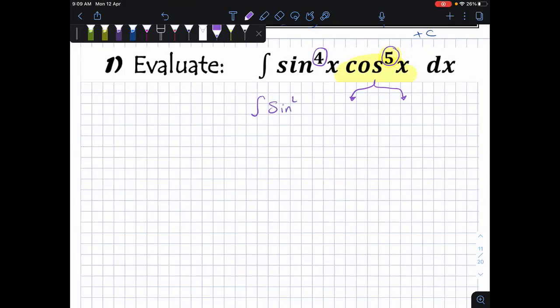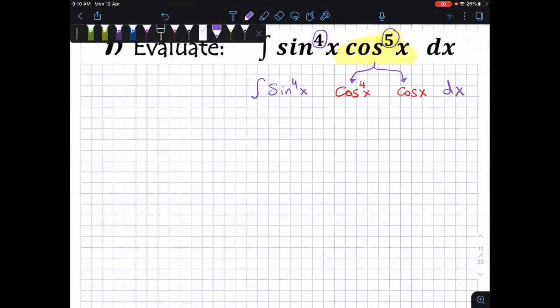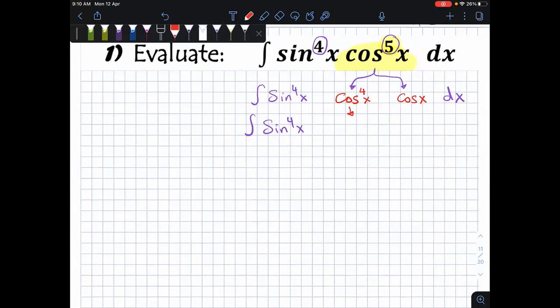So sine to the power of 4x, leave as it is. And split here the cosine to the power of 5 as what and what? Cosine to the power of 4 x and the cosine x dx. Yes. The integral of sine to the power of 4x. And now, this cosine to the power of 4 can be written as what, guys? Cosine squared.